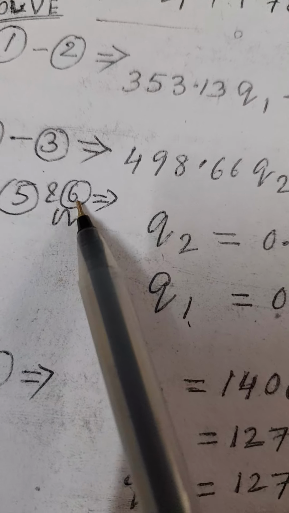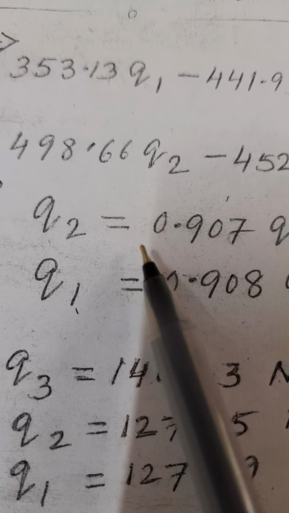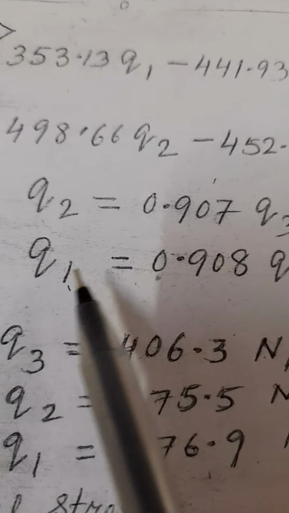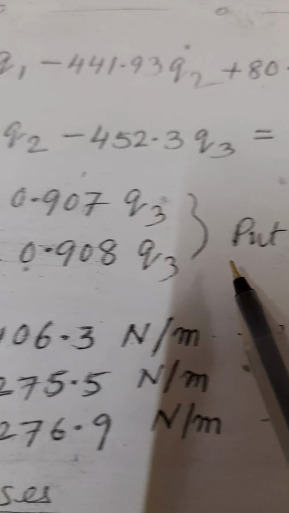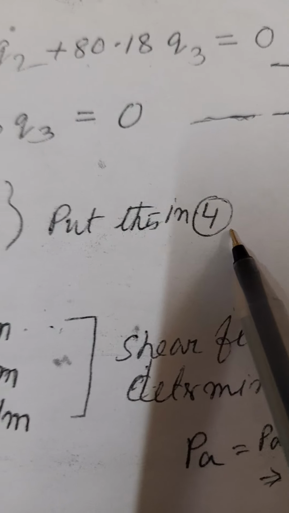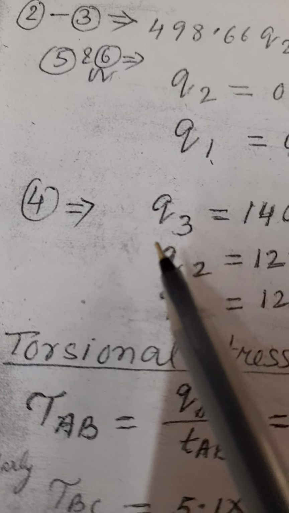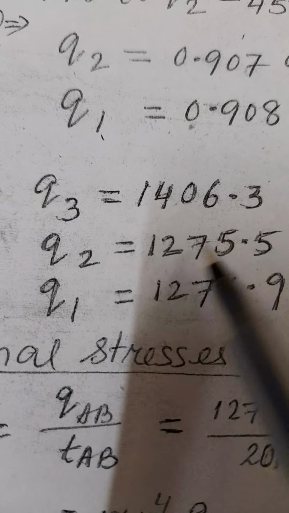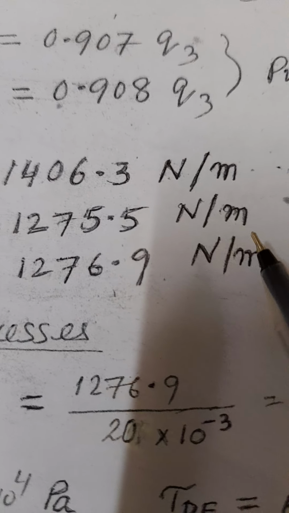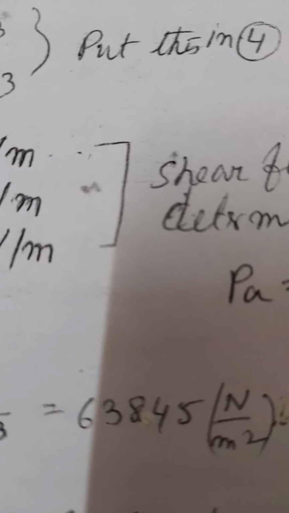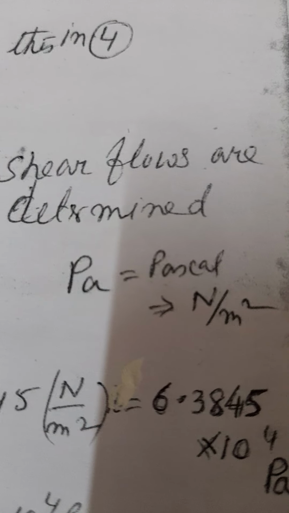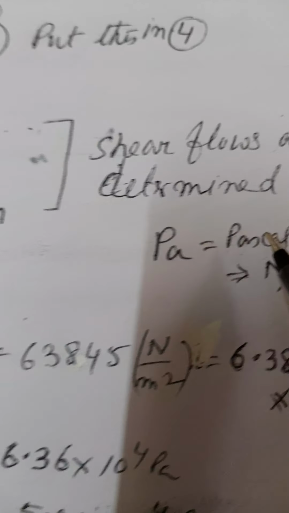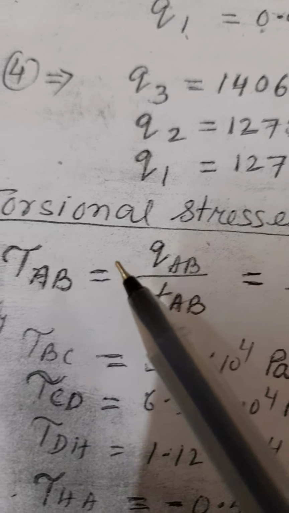Now from 5 and 6, we get the value of q2 in terms of q3, and q1 in terms of q3. Putting the value in 4, we will get the value of q3, this one, q2, this one, q1, this one. This is in Newton per meter. So this is the shear flow. Shear flows are determined. Now Pa means Pascal, Newton per meter square. 1 Pa is equal to 1 Newton per meter square.